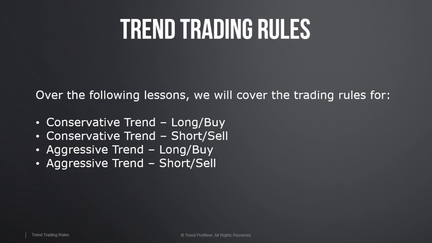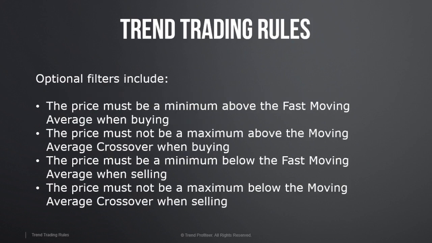So optional filters include, and these are all more fully gone over in detail in the Goldilocks zone that's in the advanced training module: the price must be a minimum above the fast moving average when buying, and it must not be a maximum above the moving average crossover when buying. In other words, we want it to be not too close but not too far to the inception of the trade, hence the Goldilocks zone. And conversely, the price must be a minimum below the fast moving average when selling, and not be a maximum below the moving average crossover when selling.